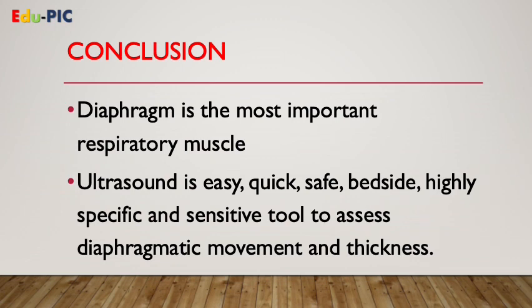Conclusion: diaphragm is the most important respiratory muscle, and ultrasound is an easy, quick, safe, bedside, highly specific and sensitive tool to assess whether diaphragmatic movement or thickness.